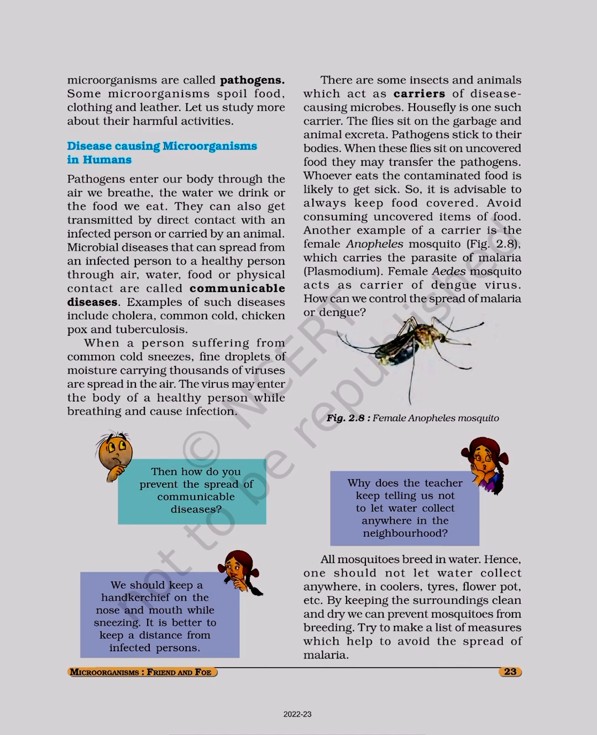Why does the teacher keep telling us not to let water collect anywhere in the neighborhood? All mosquitoes breed in water. Hence, one should not let water collect anywhere in coolers, tires, flower pots, etc. By keeping the surrounding clean and dry, we can prevent mosquitoes from breeding. Try to make a list of measures which help to avoid the spread of malaria.